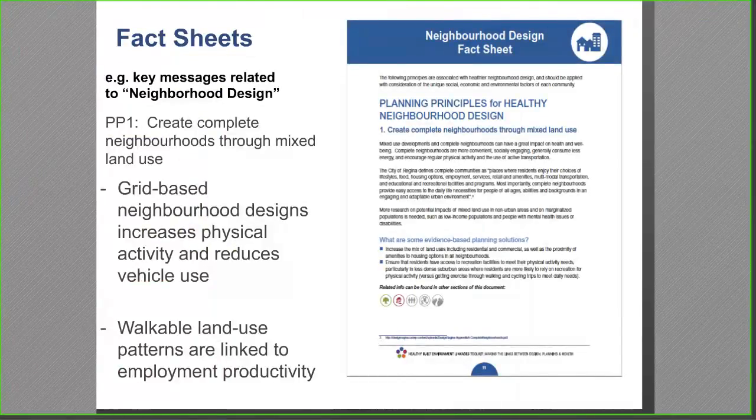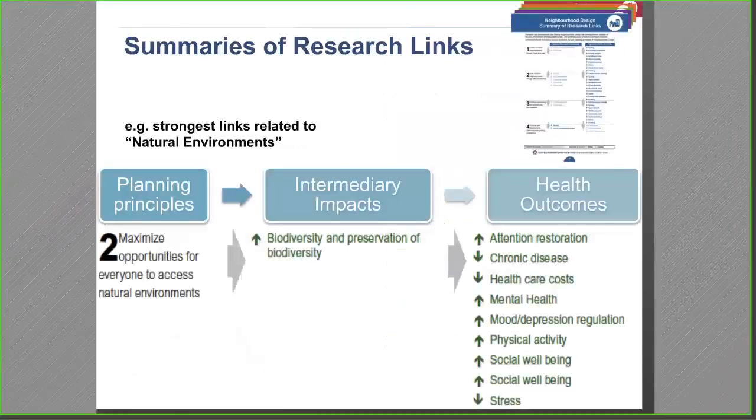This is an example of a fact sheet. As you can see, there are key messages here. This is an example of neighborhood design and planning principle 1, which is create complete neighborhoods through mixed land use. There are all sorts of health benefits related to physical activity, reduced vehicle use, and walkability that you can go into more if you read the toolkit.